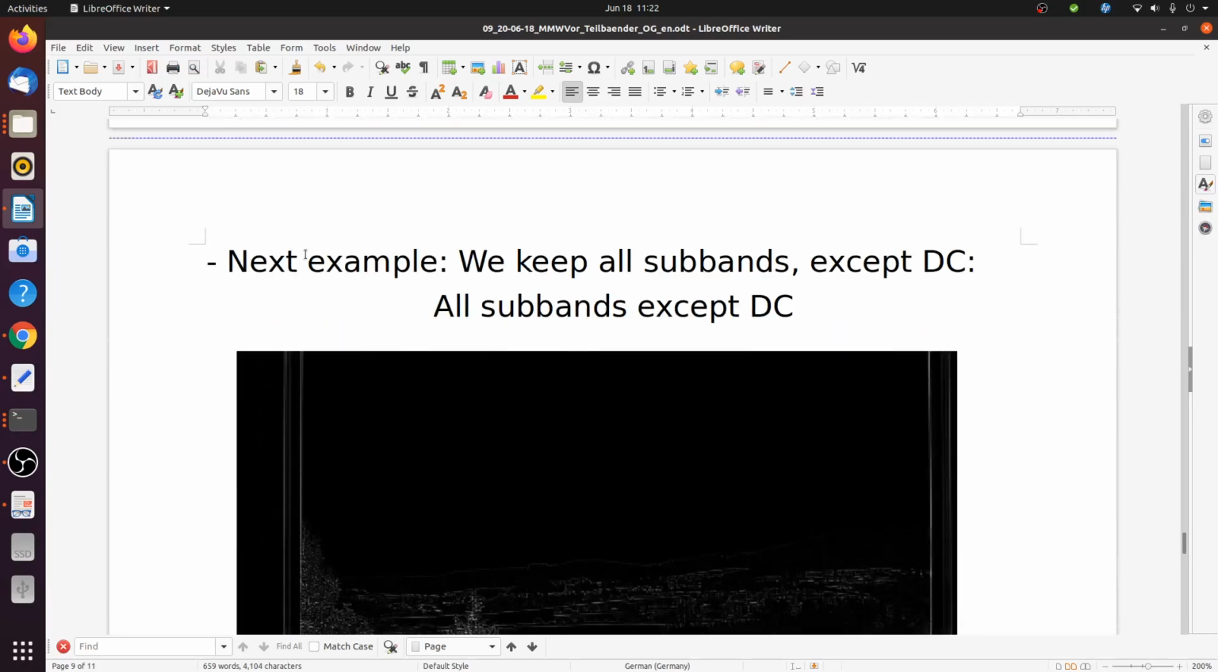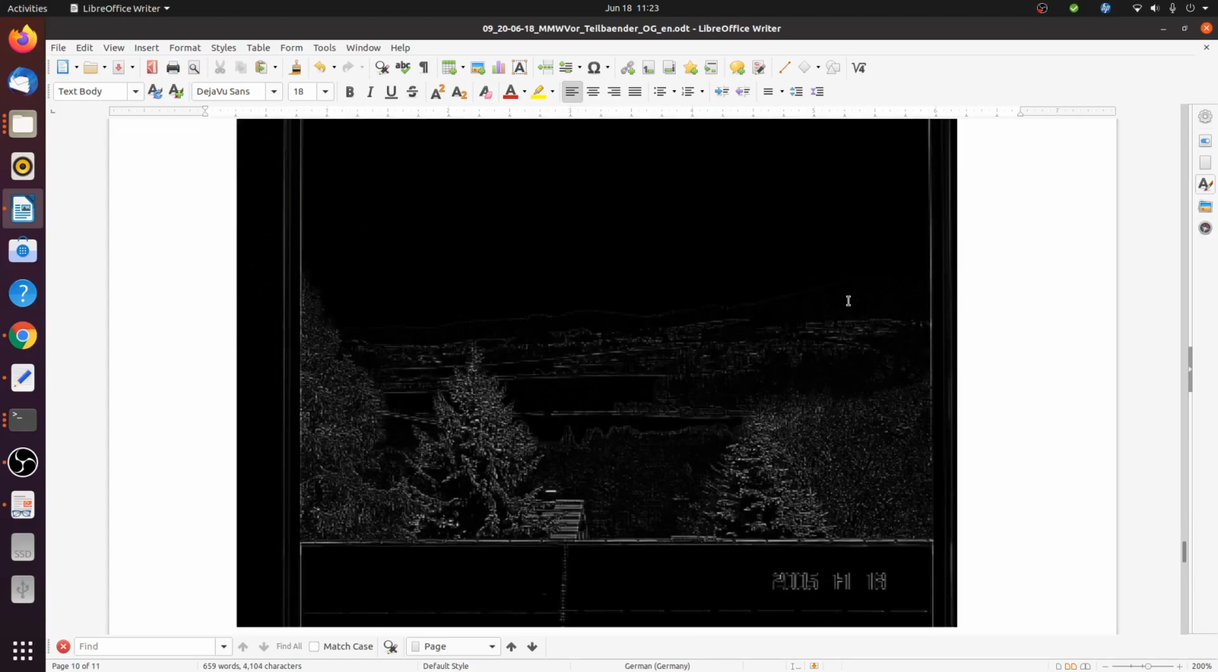Yeah, next example, we keep all subbands except DC. So remember, DC contains the most important coefficients, right? So the average brightness of each block of 8 by 8 pixels. So this is what you get. So here we have now only the higher frequencies, which means only the brightness changes over each block, not the average brightness in each block. And this is what you get.